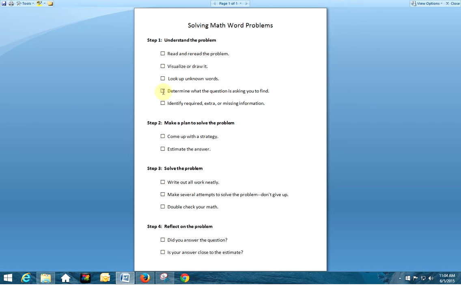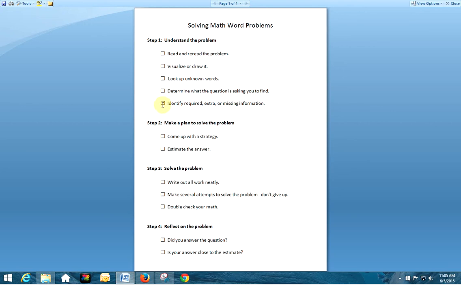Next, determine what the question is asking you to find. This means that you need to know your end goal. Is the problem asking you to find rate of speed or percent increase or how much of something is left? It's important to know what the question wants you to find.